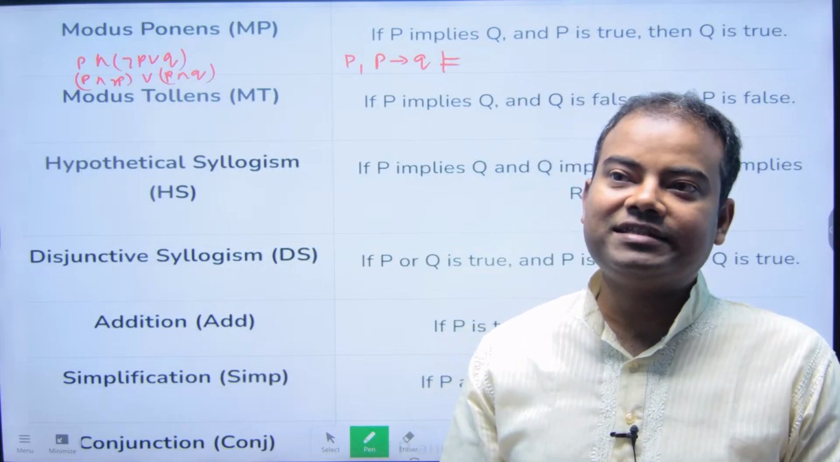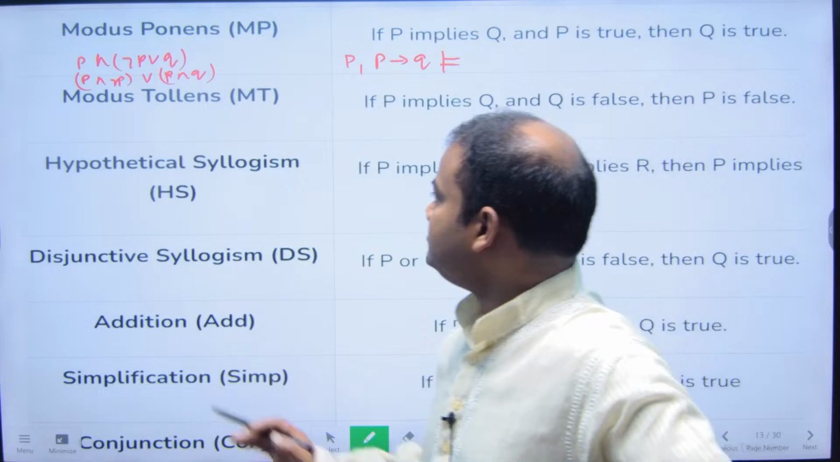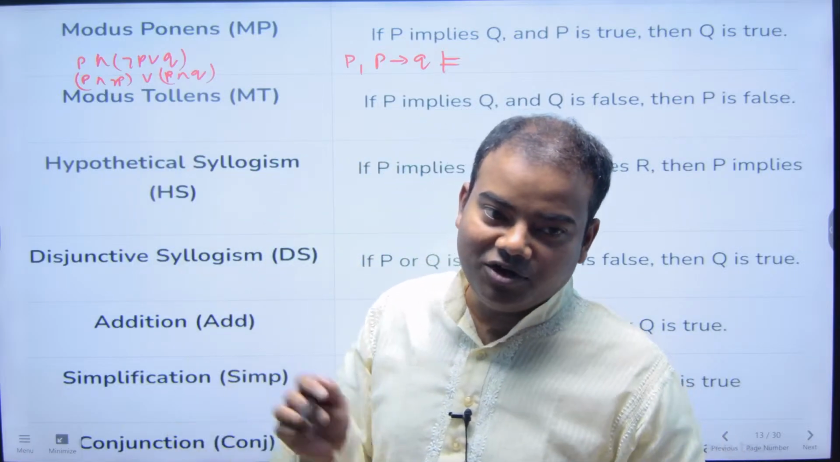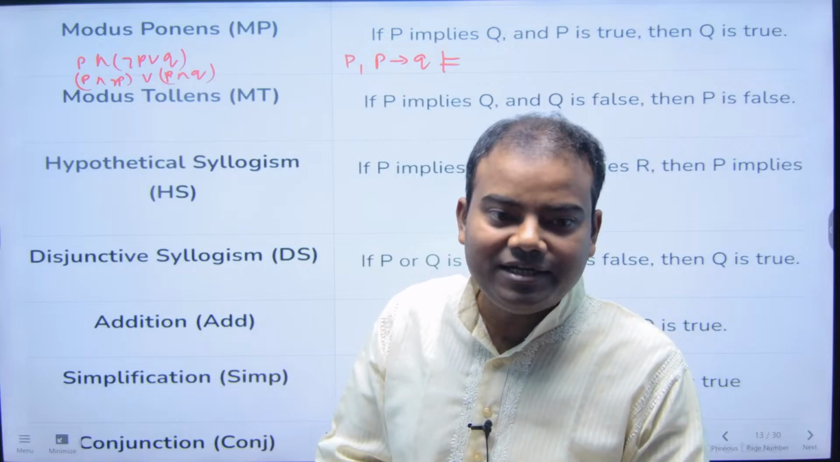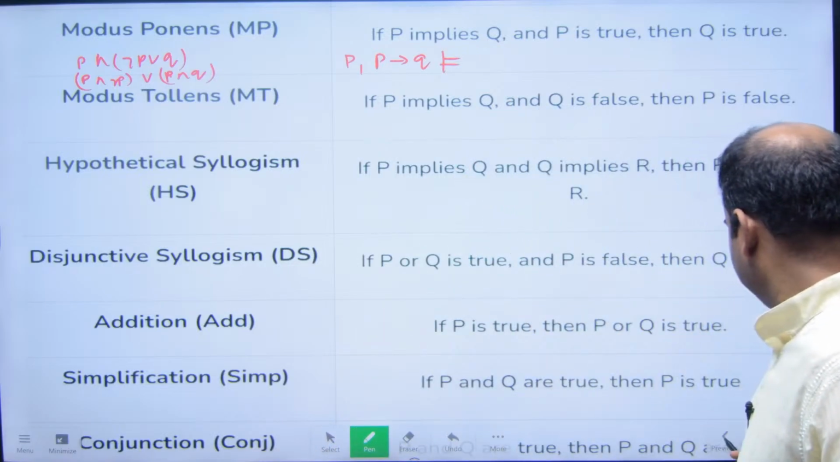If I say that I study and I don't study, it means I am definitely telling a false statement. So P and not P is what?